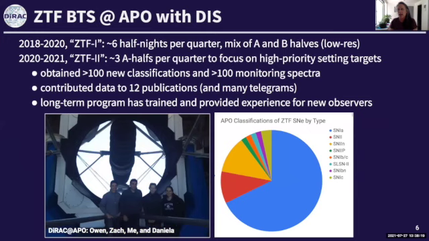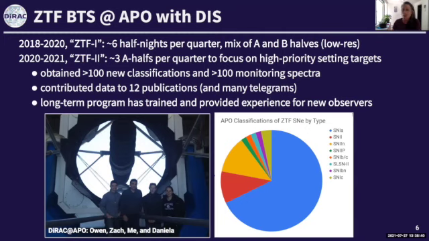So how exactly does APO fit in with this effort? In 2018, we started working with the first ZTF survey, ZTF1. We were doing about 6 half nights per quarter, following things up on a classical schedule. We had a mix of A and B halves, and we always do just low resolution spectroscopy, just trying to be as efficient as possible with our time.